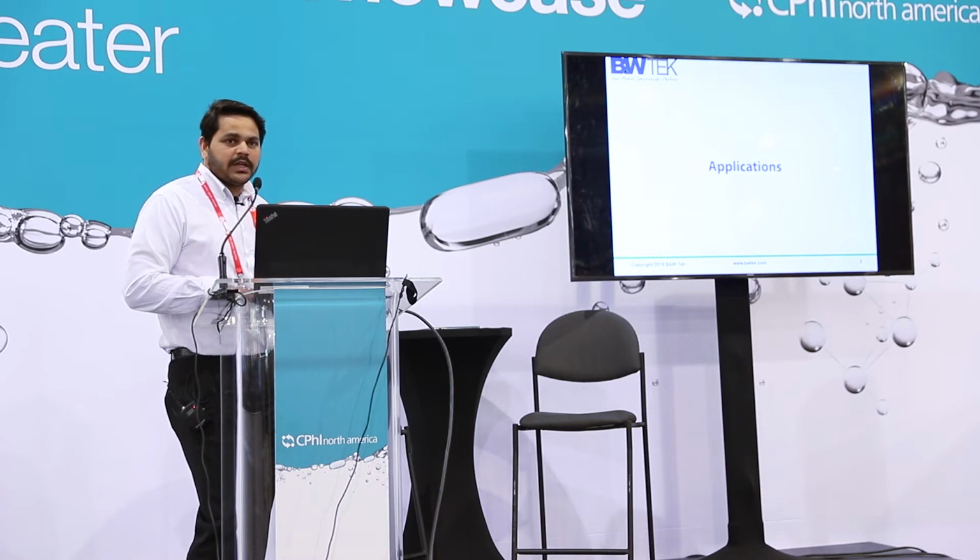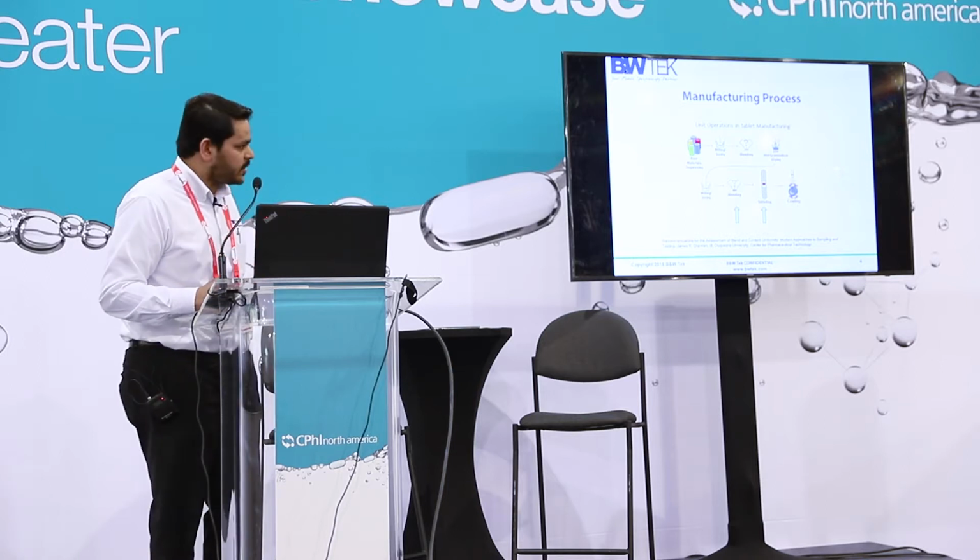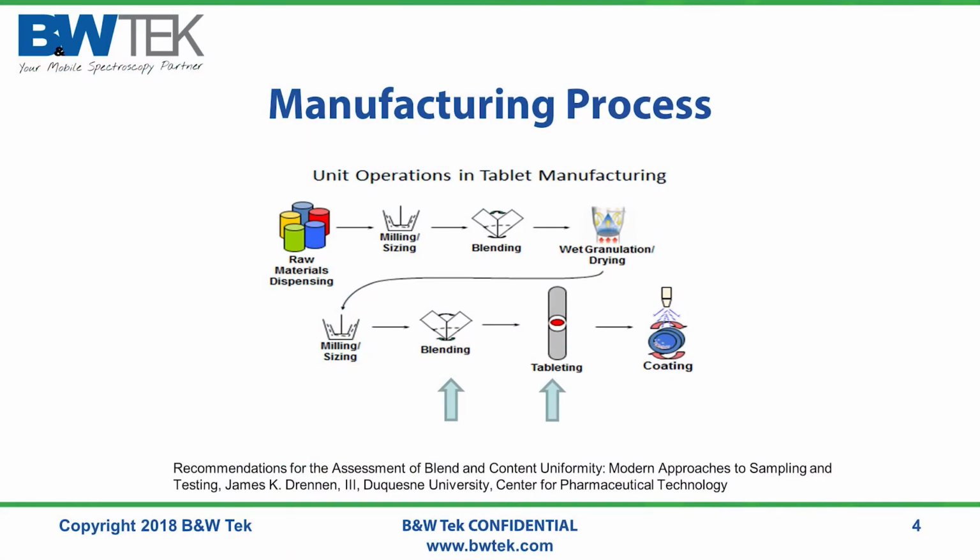So to begin with the applications, there are a number of unit operations in the pharmaceutical process for oral solid dosages. It starts with raw materials processing and dispensing, milling, wet granulation, sizing, and so we're targeting blending and tableting. Those are the two unit operations that we're targeting for this product.